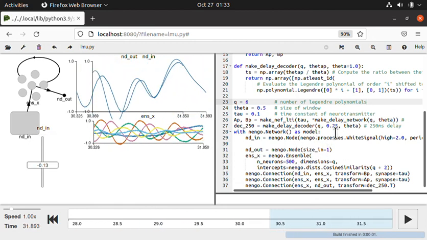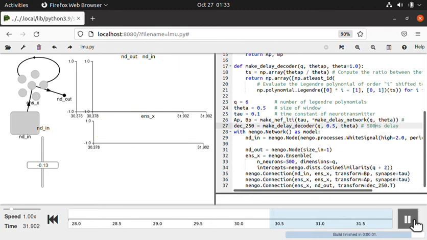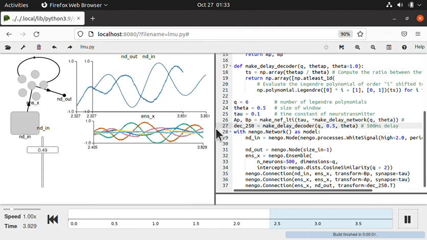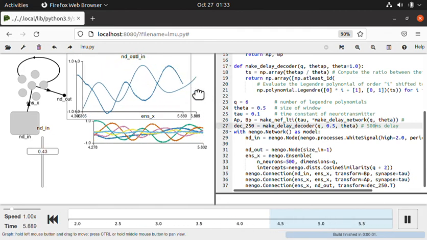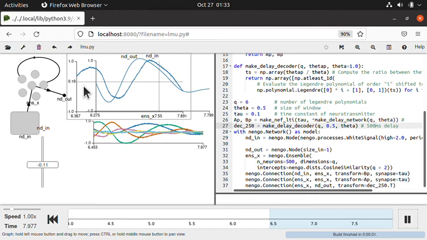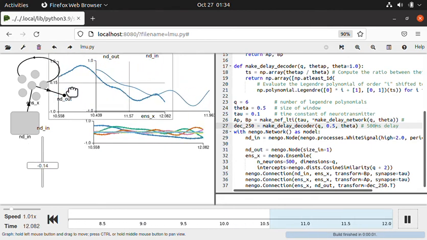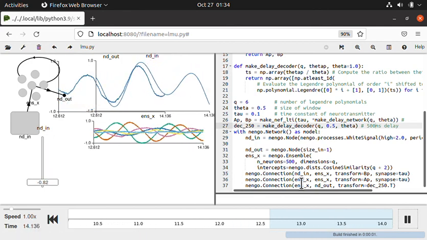It's exactly the same network, but with a different decoding. I might say, hey, give me a 500 millisecond delay. Let's move it farther back. Whoops, wrong one. And there's my 500 millisecond delay.